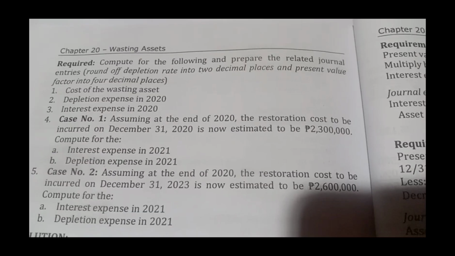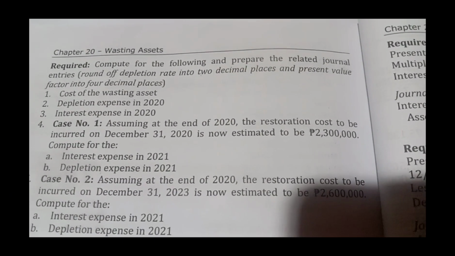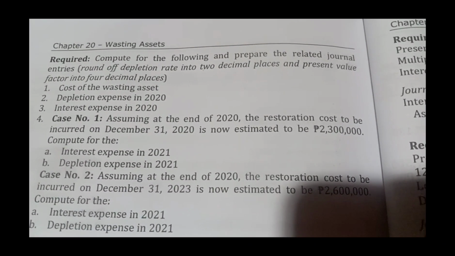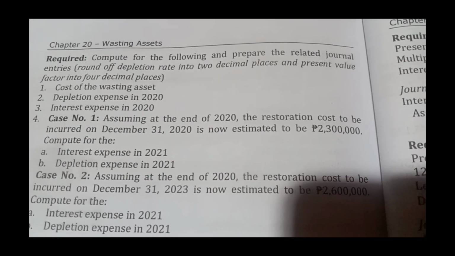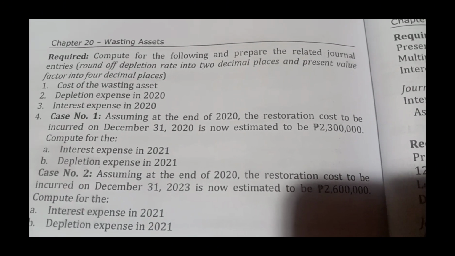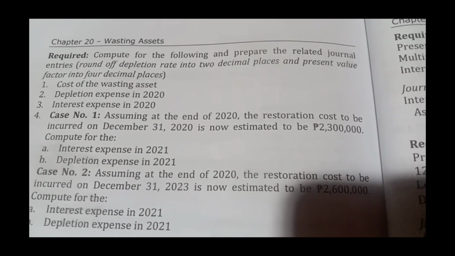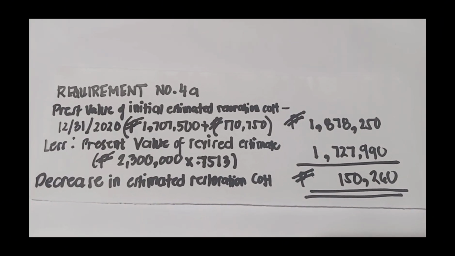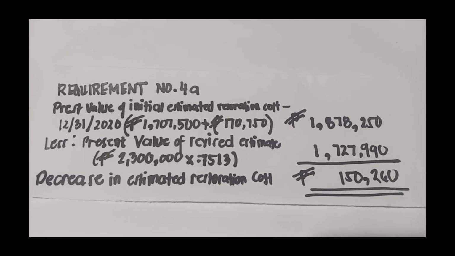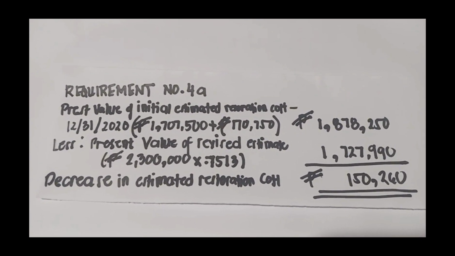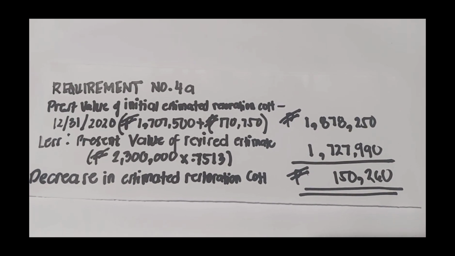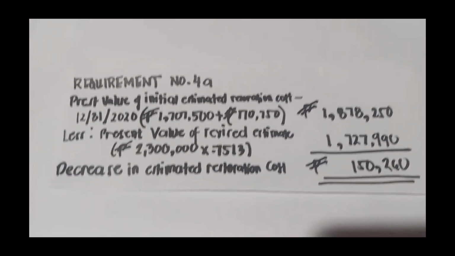170,750. So, ang requirement number 4 is naa sa joy case. Ato nang i-assume na at the end of 2020, ang restoration cost to be incurred in December 31, 2020 is estimated to be 2,300,000. So, atong i-compute ag A, interest expense in 2021 and B, depletion expense in 2020. So, requirement number 4A, ato nang i-compute ag interest expense. So, the present value of initial estimated restoration cost at December 31, 2020 is 1,878,250.